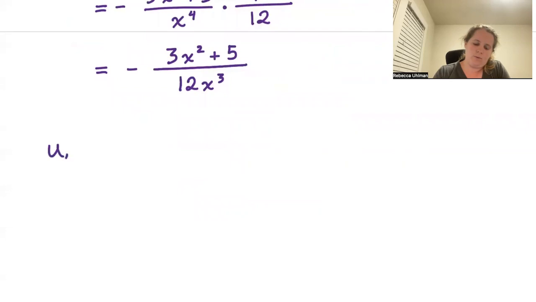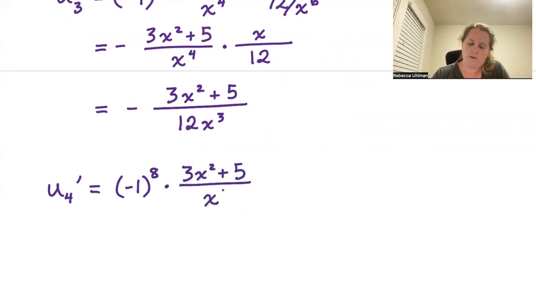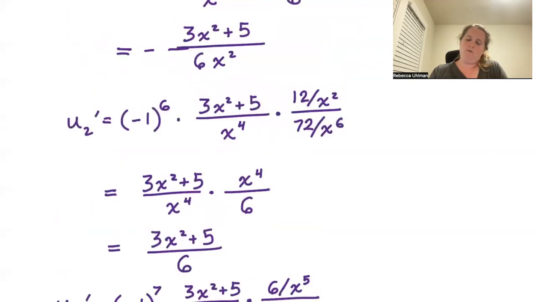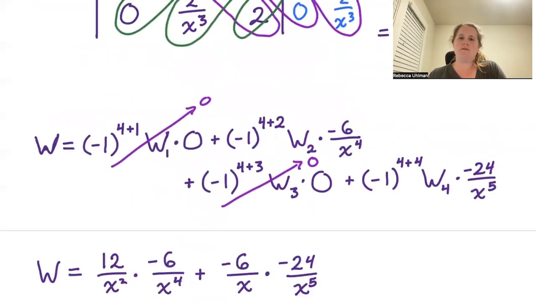For our u4 prime, we are looking at negative 1 to the 4 plus 4, or negative 1 to the 8th, times 3x squared plus 5 over x to the 4th, times W4, which was negative 6 over x.